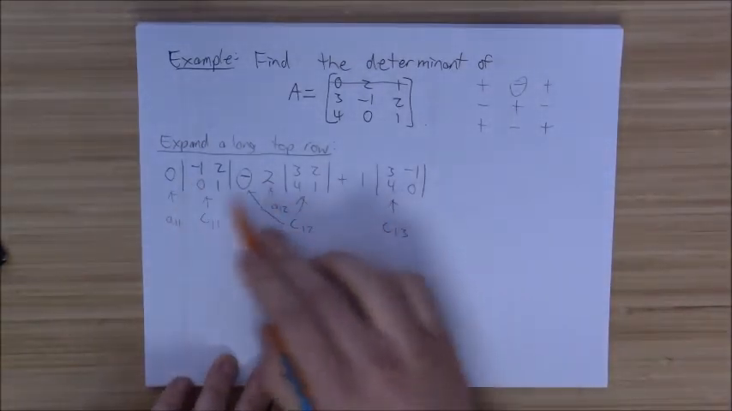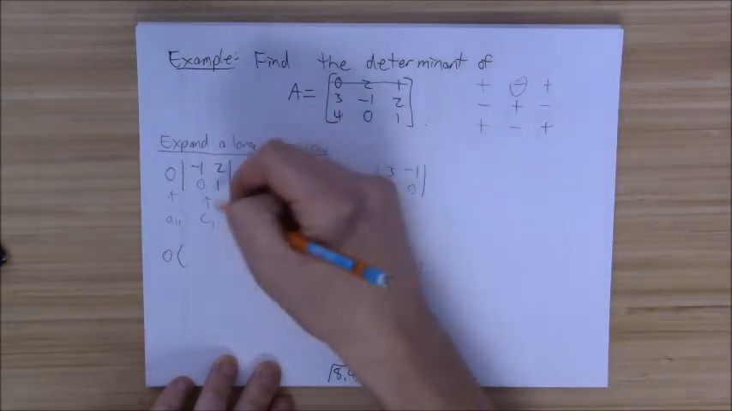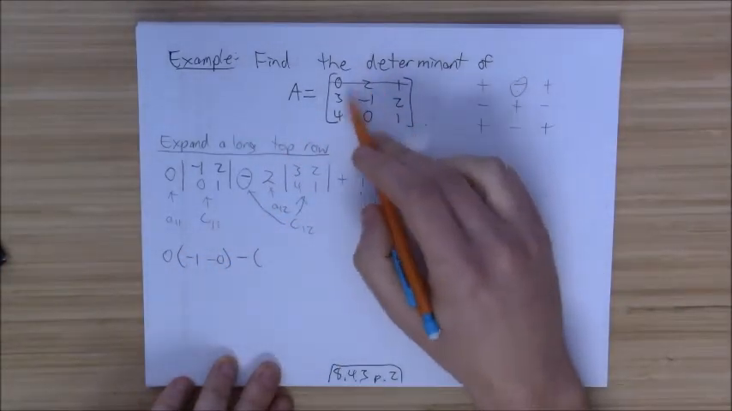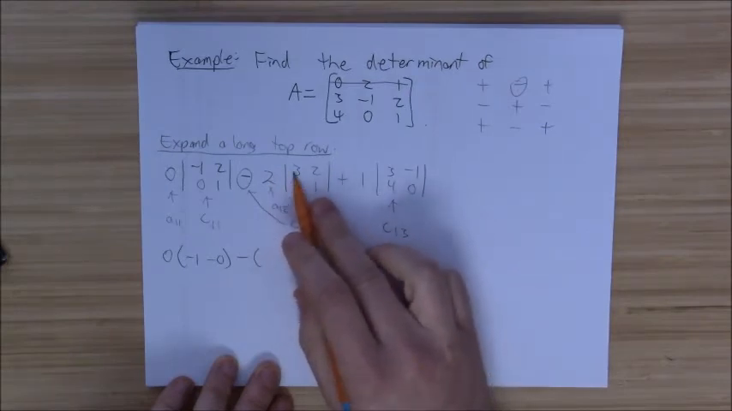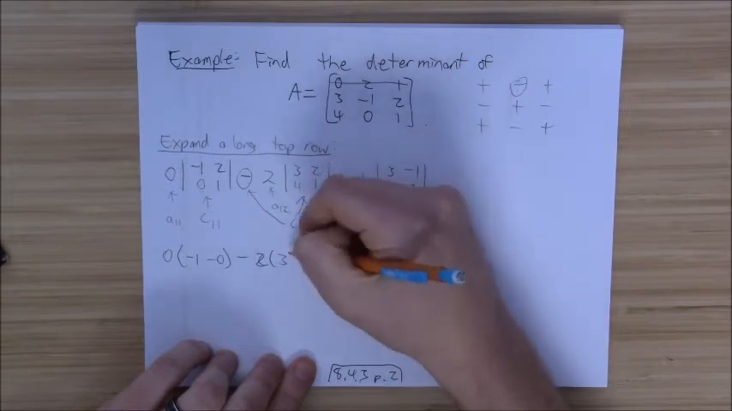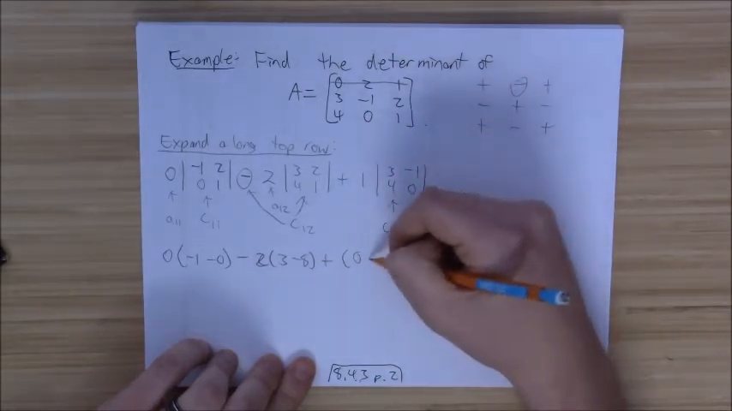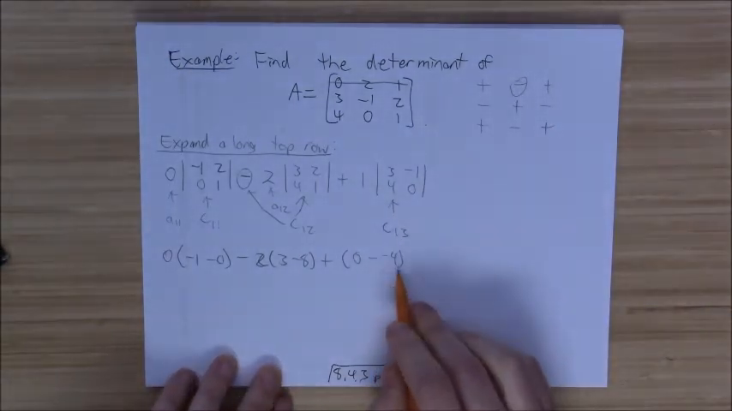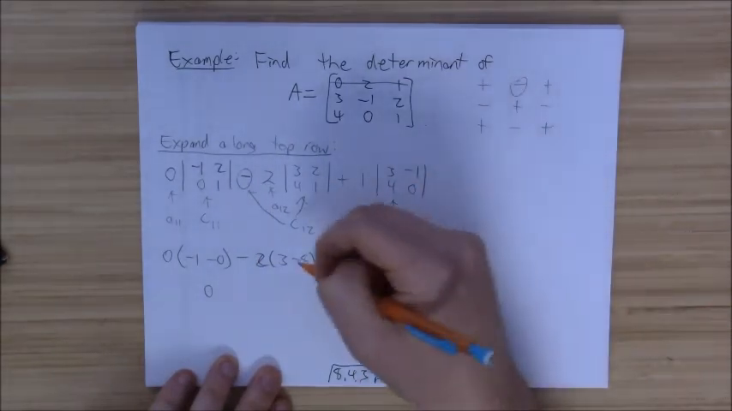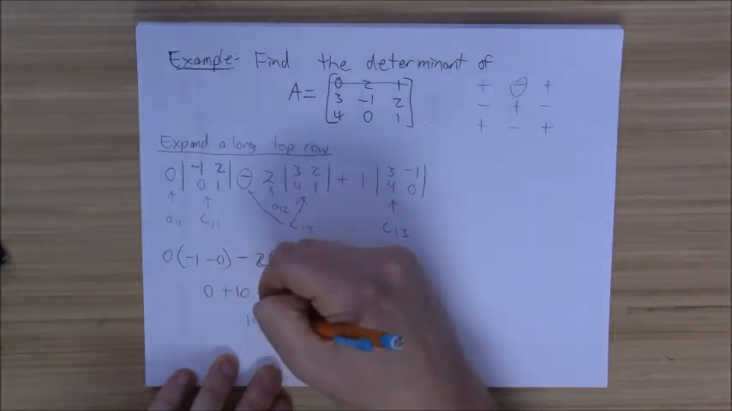So doing so, we notice something nice here. It doesn't really matter what this determinant is because we'll have 0 times negative 1 times that, so negative 1 minus 0. It's going to zero out. And here we have minus 2 times 3 minus 8, plus 1 times 0 minus negative 4, so plus 4. So what do we have here? Well, that's 0, then 3 minus 8 is negative 5, and negative 2 times negative 5 is plus 10. And then plus 4. So we end up with 14.